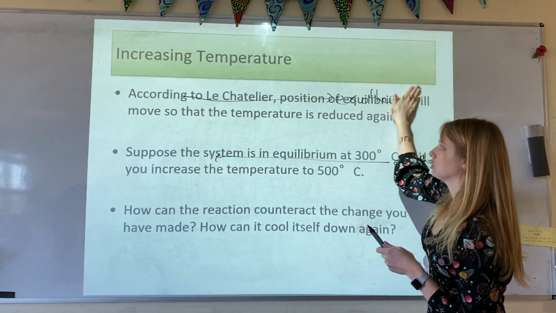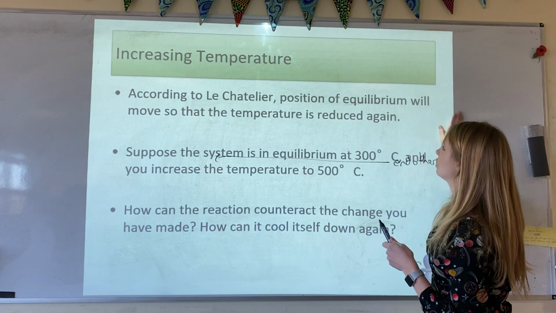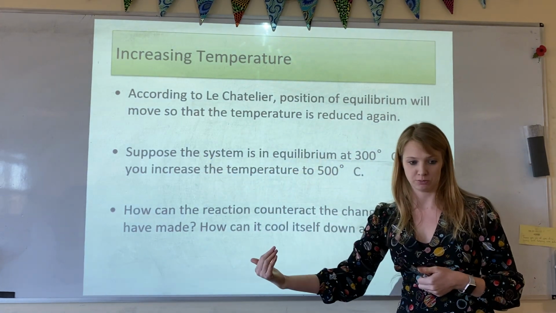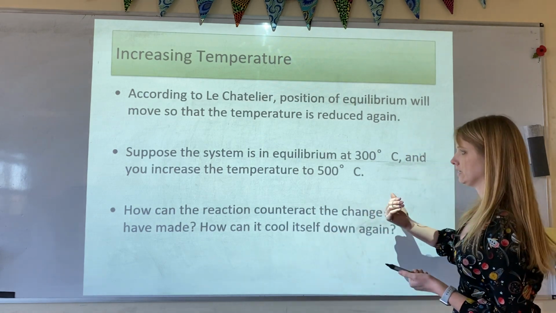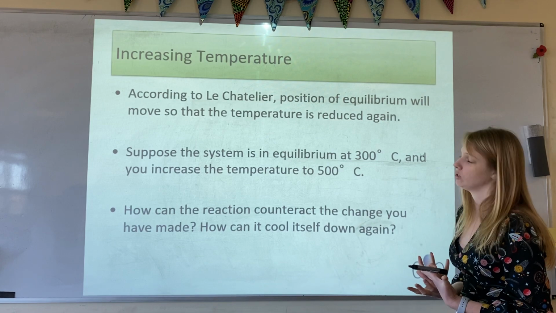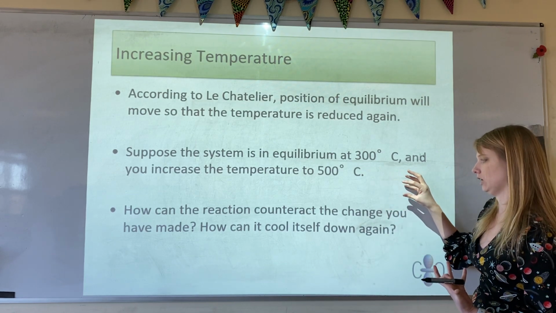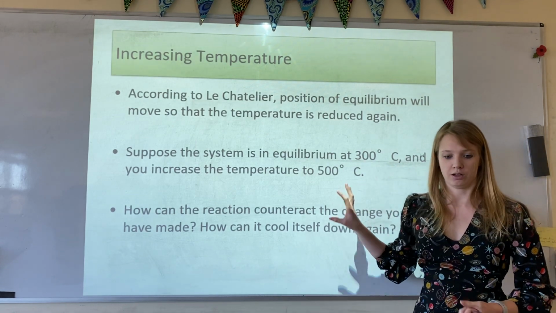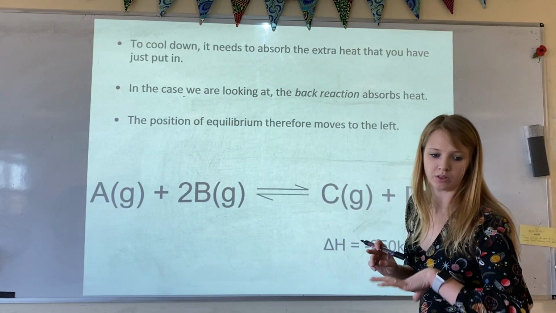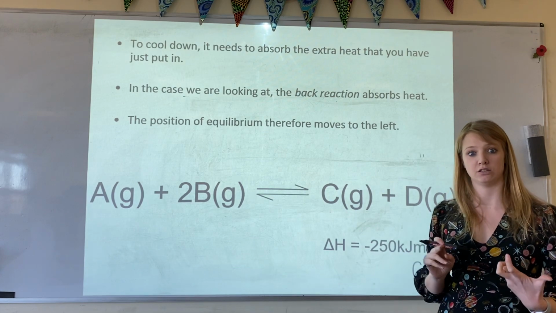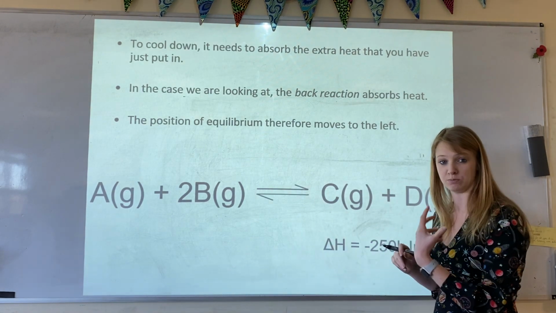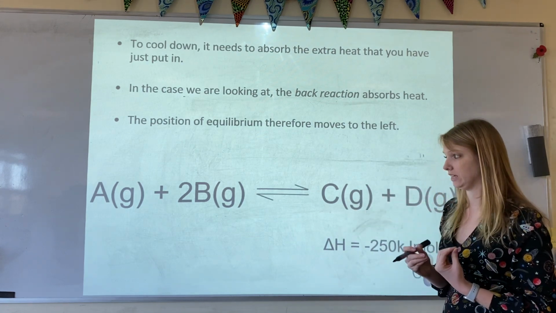Well, according to Le Chatelier's principle, as we know, the position of equilibrium needs to change to bring that temperature back down again. So let's say 300 degrees C was our equilibrium, and we increased the temperature to 500 degrees C. How would that cool itself down again? Well, to cool it down, we need to favour the reaction that is absorbing the heat, because we need to take that heat somewhere.